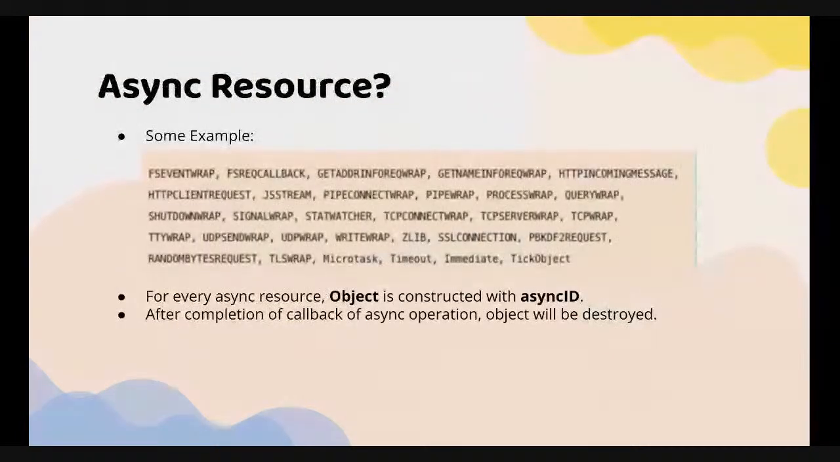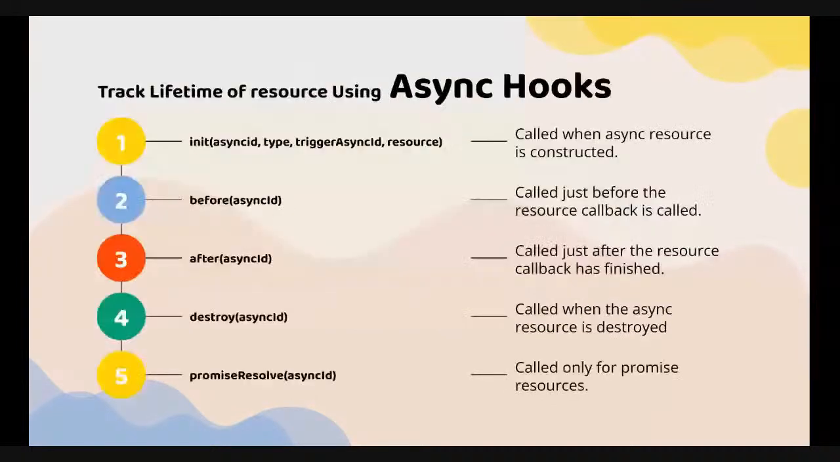So according to the Node documentation, this is an example of an async resource. Whenever an async resource is encountered, a new object is constructed with an async ID, and when the callback associated with the async resource completes, the object is destroyed by the garbage collector. Async hooks use callbacks that help us track the different lifecycle methods of an async resource.